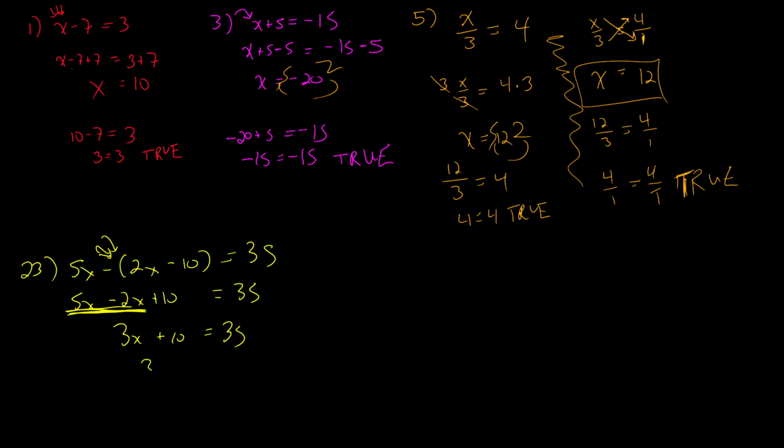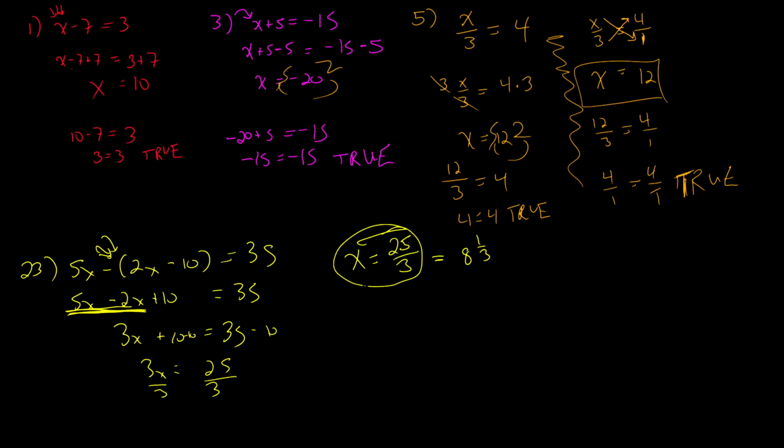And now I'm going to subtract 10 from both sides. Subtract 10, subtract 10, 3x equals 25. And I'm going to divide by 3. So we get x is equal to 25 thirds. Or we could write this as what, 8 1/3? But I want to keep it this way.